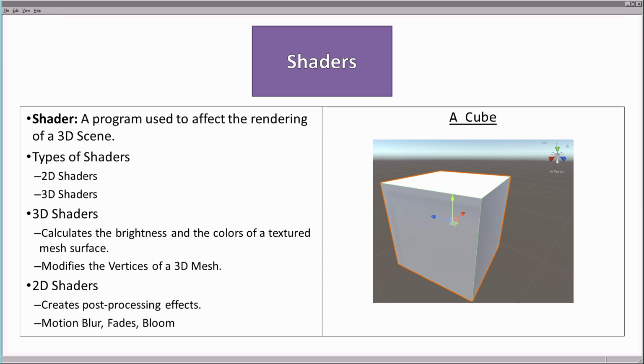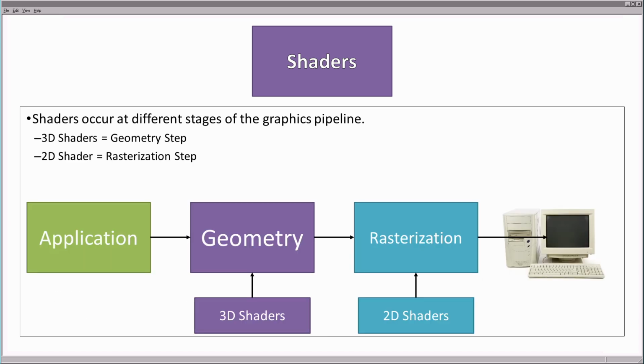One is that it calculates the brightness and the colors of a textured mesh surface. Another is that it modifies the vertices of a 3D mesh. They do a lot of work, but mostly focus on the 3D geometries that are displayed. Shaders occur at different stages of the graphics pipeline: 3D shaders during the geometry step, 2D shaders during the rasterization step.